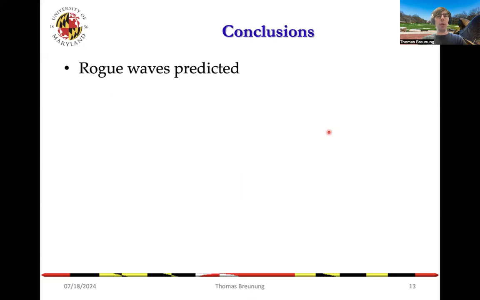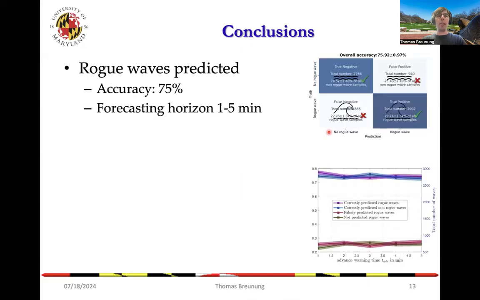So just to conclude, I have shown you a way to train a neural network to predict rogue waves. The accuracy is about 75%, and the forecasting horizon is about 1 to 5 minutes. We further learned that the neural networks extrapolate very well to other deployment scenarios, either emulating the real ocean or other buoy locations.